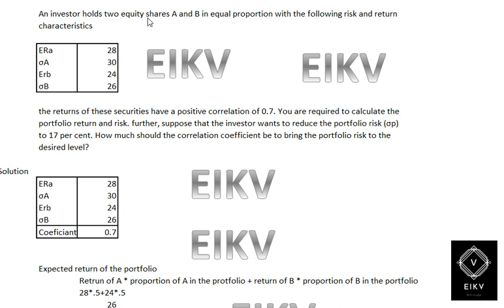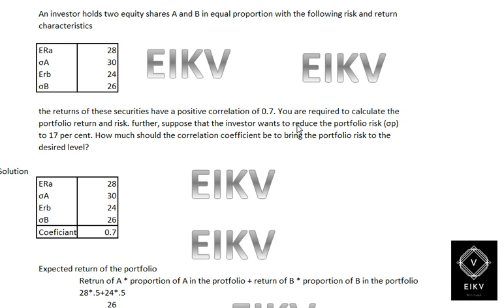In this illustration, an investor holds two equity shares, A and B, in equal proportion with the following risk and return characteristics. Return of A would be 28 and standard deviation of A would be 30, and return of B would be 24 and standard deviation of B would be 26. The returns of these securities have a positive correlation of 0.7. You are required to calculate the portfolio return and risk.